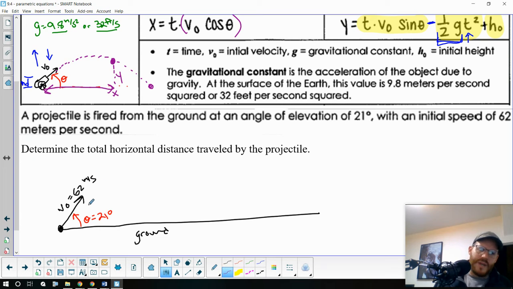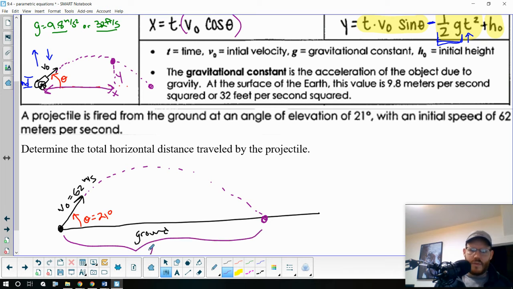What I'm going to expect is that this projectile is going to fly through the air and then eventually come back to Earth and land. And my question is, how far is it going to make it? So what is this distance? We'll call that D for total distance. Okay, so we can fill in a couple of things.